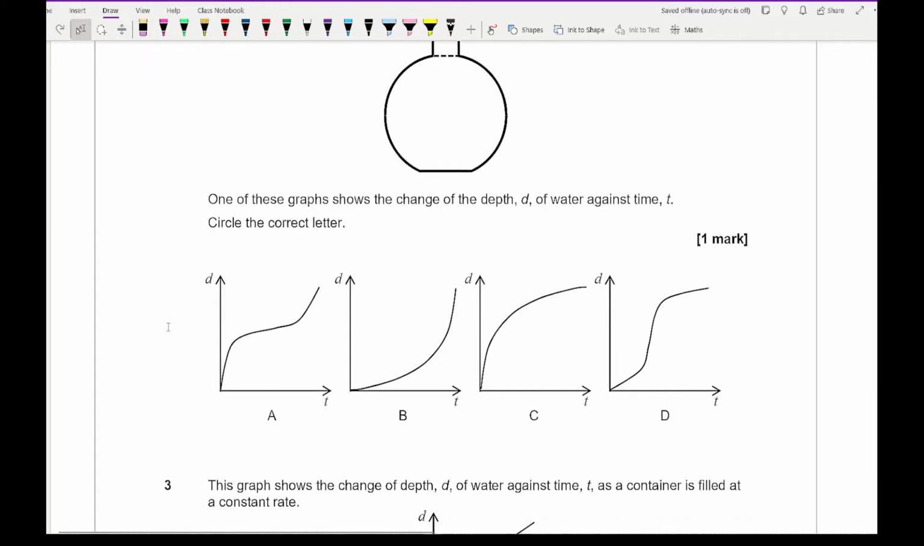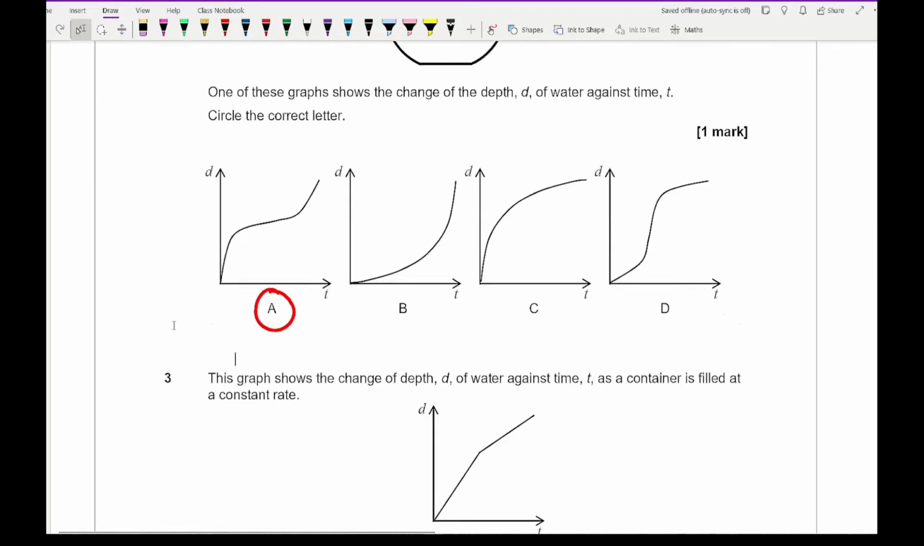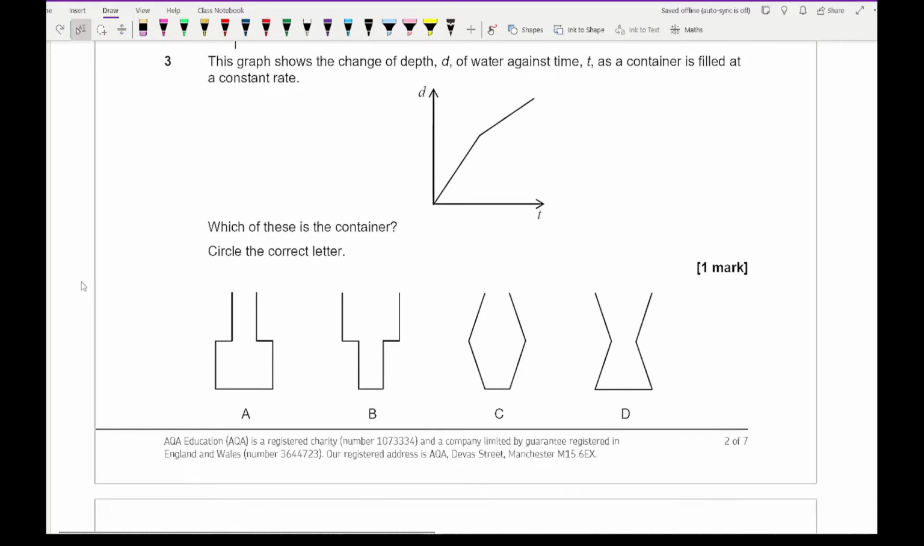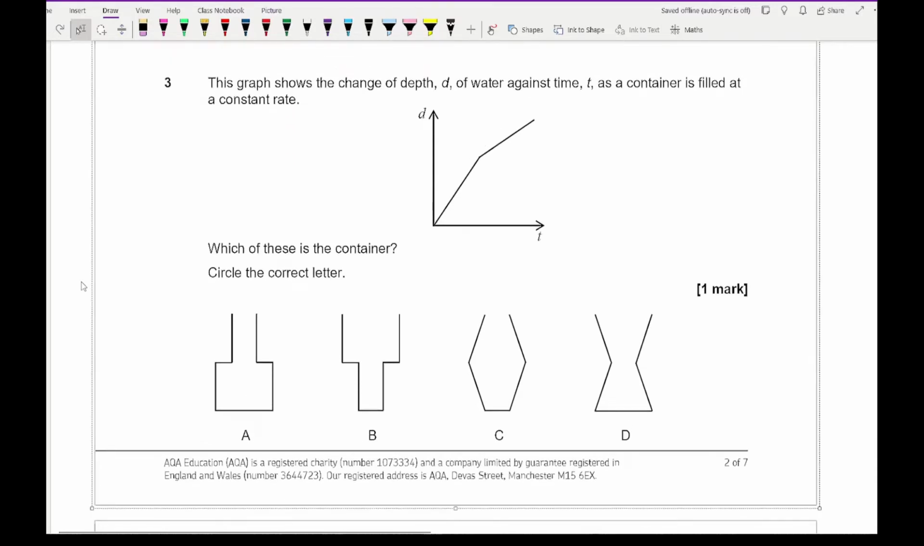So as you can see, this graph starts fast, then it slows down and then it increases again. So what we're looking for is a graph that replicates that, and that is going to be graph A. B then says the graph shows the change of depth D of water against time t as the container is filled at a constant rate. Which of these is the container?